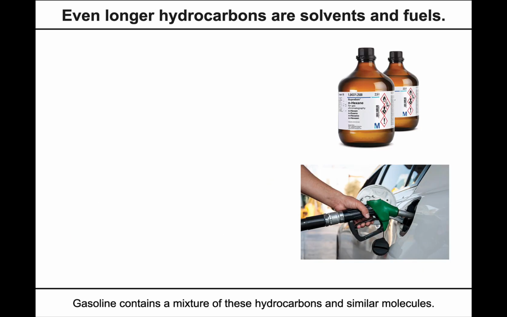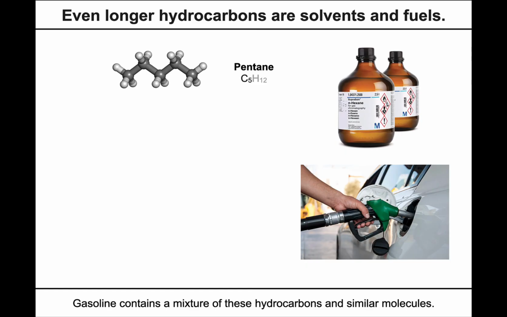Now, at this point, you're probably wondering, Dr. Fried, are there longer hydrocarbons? Well, yes, of course there are. There are even longer hydrocarbons, and these are solvents and fuels. Solvents means that we use the molecule in a chemical reaction to dissolve other chemicals. So the first one, continuing in this series, is pentane.